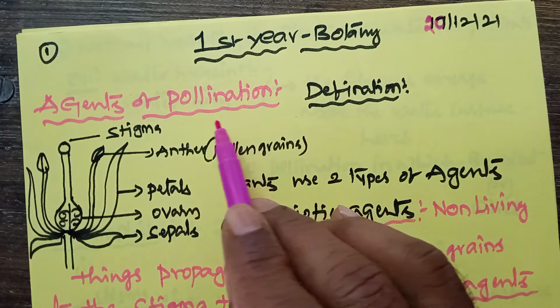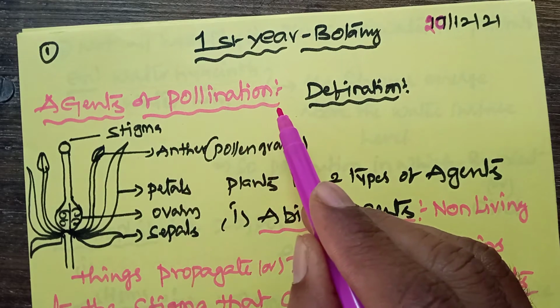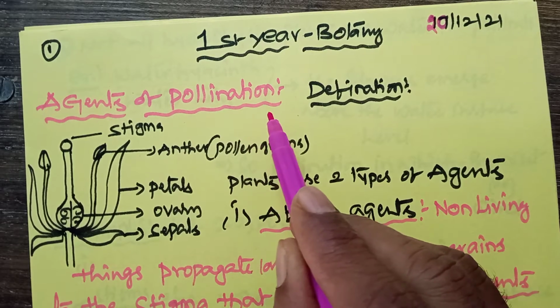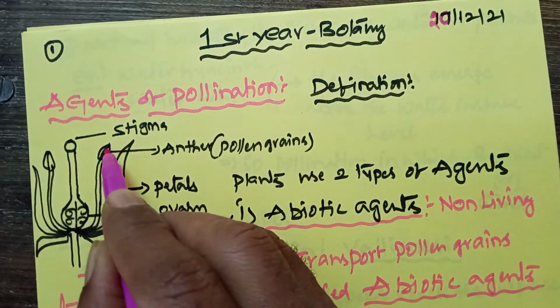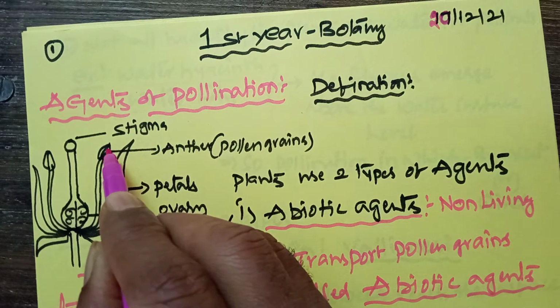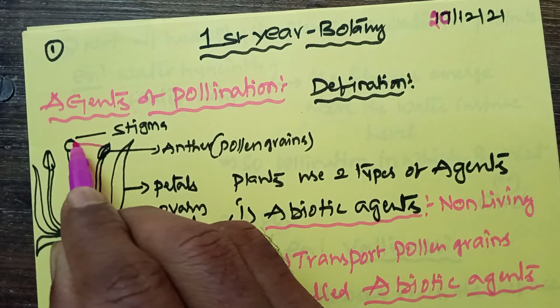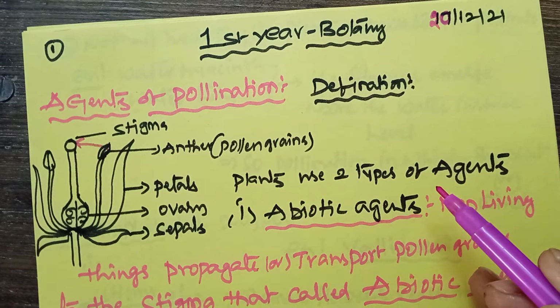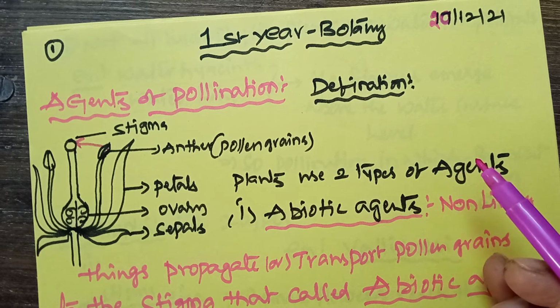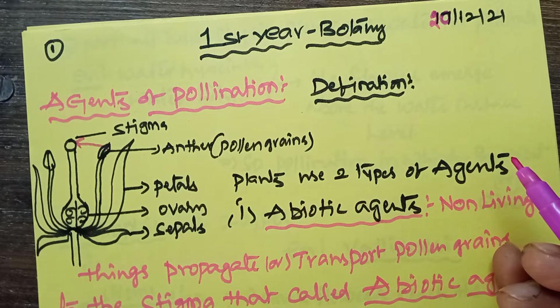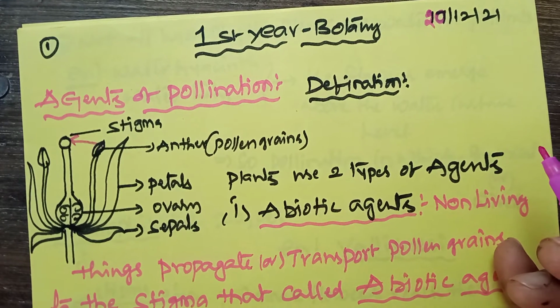Before going to discuss agents of pollination, we need to understand the definition of pollination. Pollination means pollen grains from the anther reach the stigma. That process is called pollination. So there are different types of pollination, and there are different adaptations for pollination.